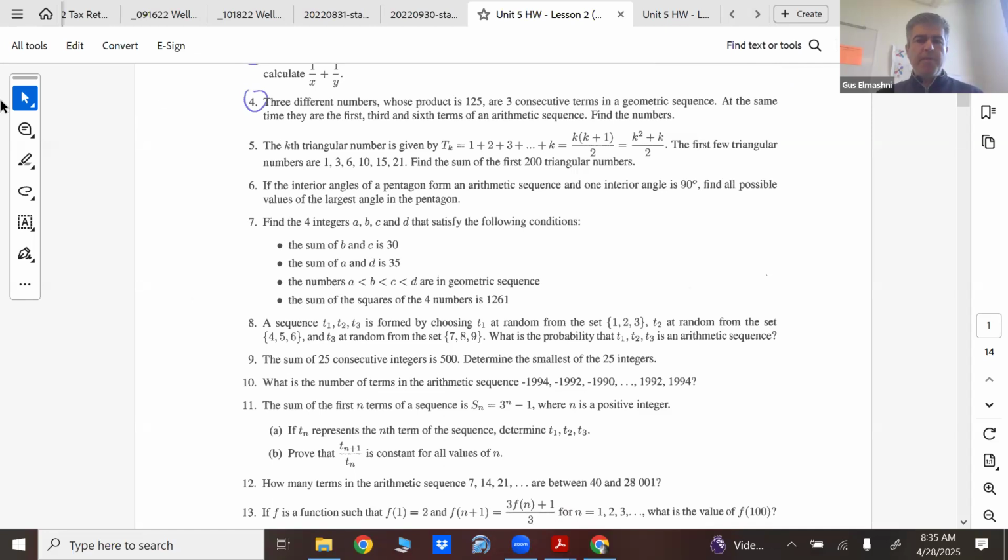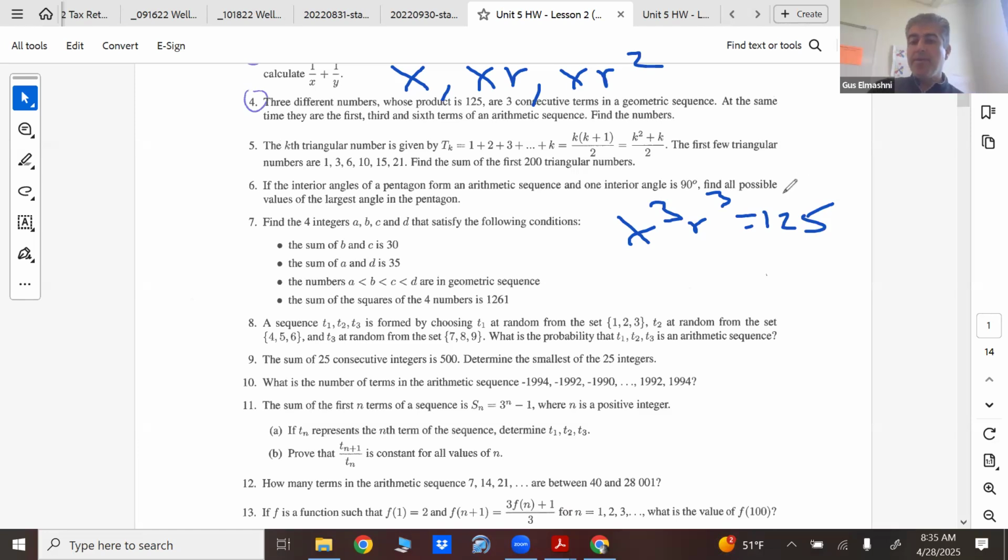So if you think about it, the first number we'll call x, right? What will be the next number in the geometric pattern? Call it xr, because you have to multiply by r. And what would the next term be? xr squared. So if I multiply all of it out, I get x cubed r cubed equals 125, because the product of all those is 125. And if I cube root both sides, what does xr equal? Okay, so far we're okay.